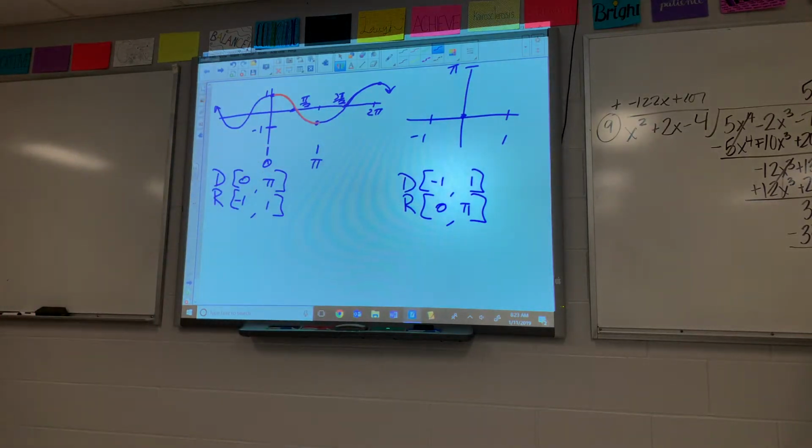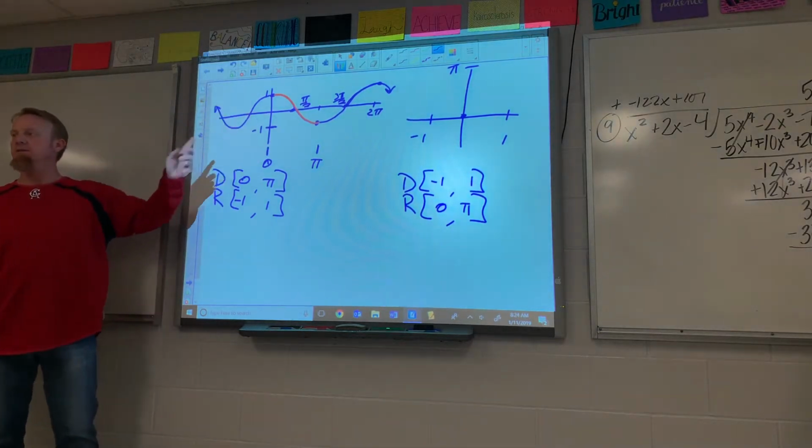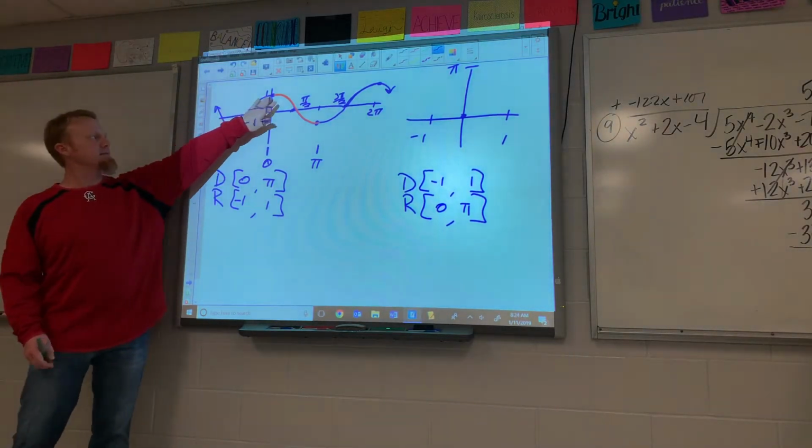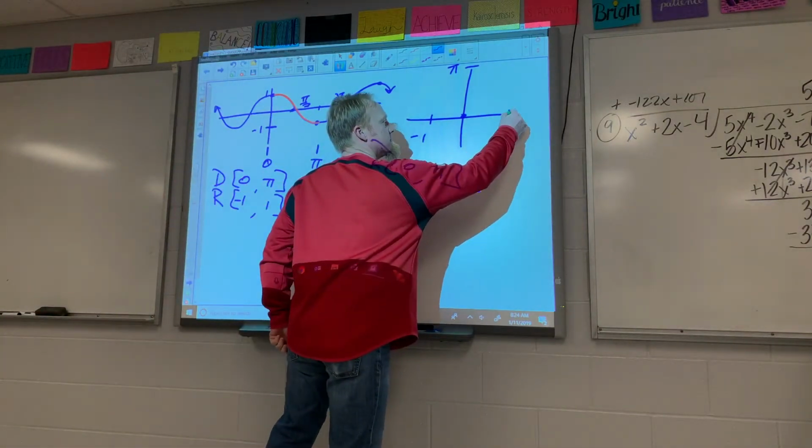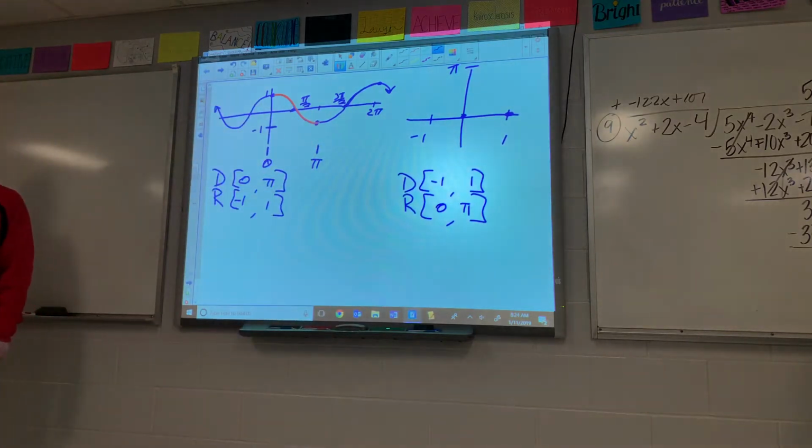Alright, so -1 to 1 and 0 to pi. Very good. Alright, what do we do next with sine? Graph the inverse. What did I do to help me graph the inverse? We picked out some points over here. So what are some points we're interested in over here? 0, 1. So if I have 0, 1 here, over there I have 1, 0. Okay, so I've got 1, 0. Next point.